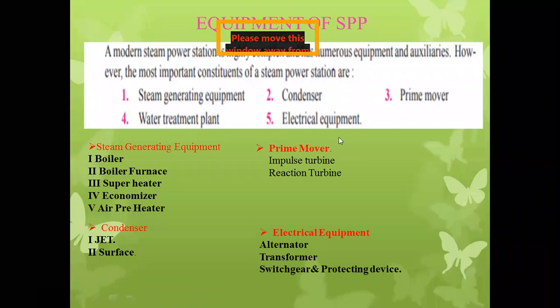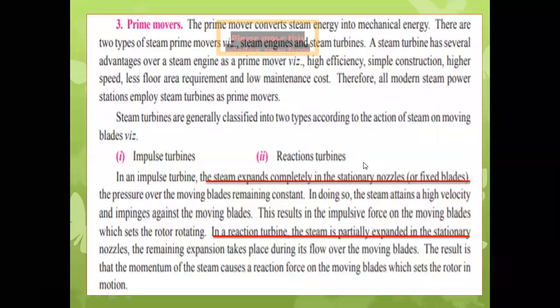Same in the case of the steam power station, we will utilize these two types of turbine as a prime mover. Okay, so in the next slide we will see the prime mover. The prime mover converts steam energy into mechanical energy. Similarly, in the case of the hydraulic turbine, it will convert the hydraulic energy, or potential energy stored at high head, into kinetic energy by using the penstock, and it will be further converted into mechanical energy by hitting the liquid on the turbine.